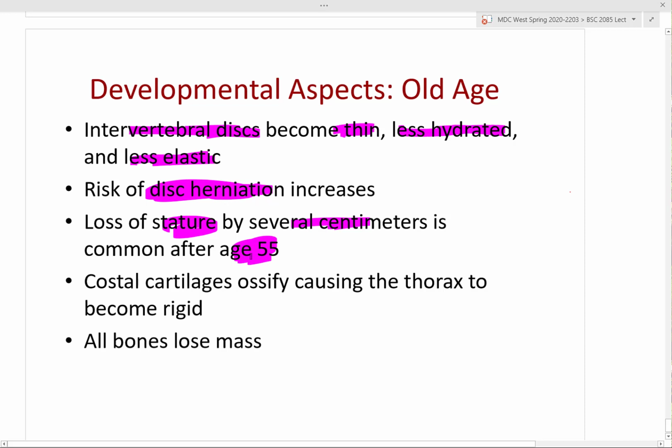Your costal cartilage, the capacity of breathing in or breathing out, decreases with age because your costal cartilage is going to ossify. Okay, so your thorax becomes more rigid, so your breath will be limited instead of expanded all the way through, right? So, of course, all bone loses mass as you get older.